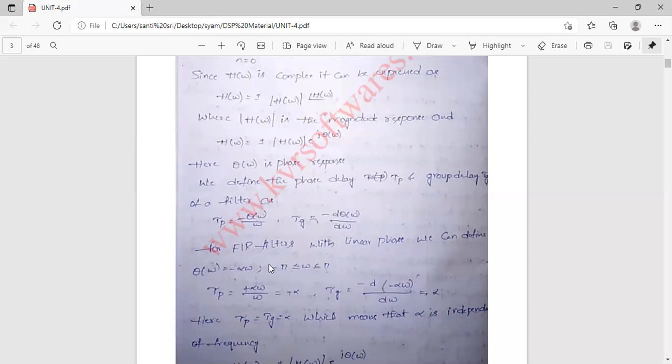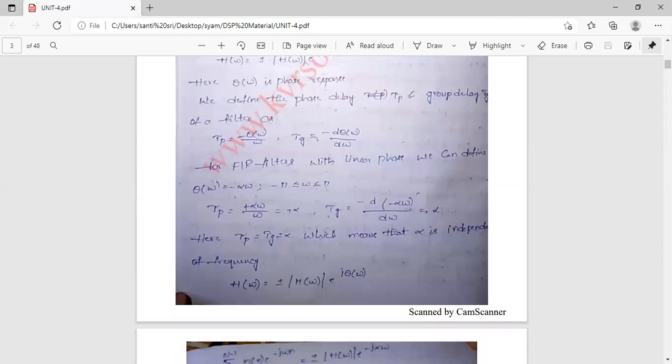So we can write tau p is equal to minus theta of omega by omega. Actually theta of omega is minus alpha omega, so this becomes plus alpha omega by omega, which is equal to alpha. And tau g equal to minus d by d omega of minus alpha omega, so plus d alpha omega by d omega. The d omega gets cancelled, and it is equal to alpha. Here tau p equals tau g equals alpha, which means that alpha is independent of frequency.